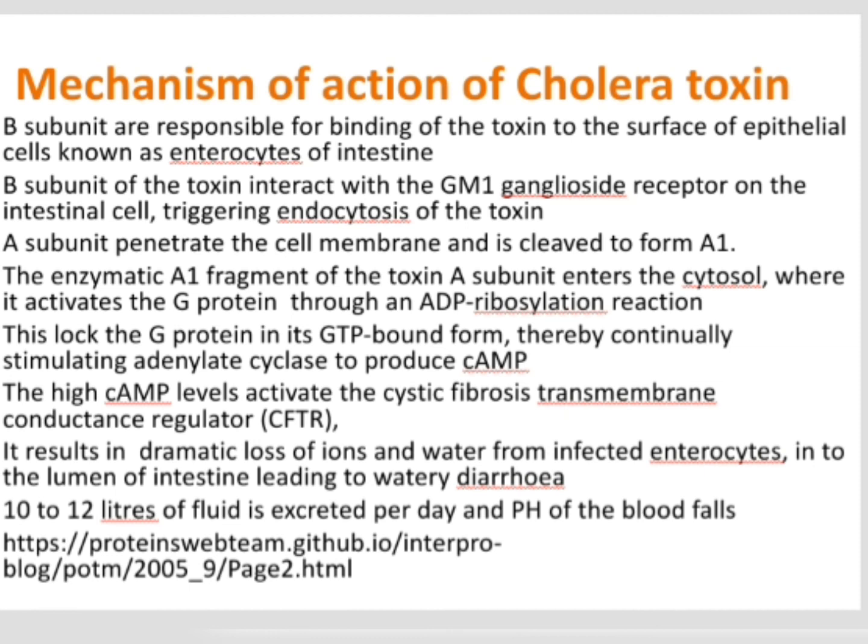So 10 to 12 liters of water will get excreted per day through the fecal material of these infected patients, and as a result a lot of ions are also wasted, and due to the lowering of bicarbonate ions, the pH of the blood also falls. So this is the effect of cholera toxin.